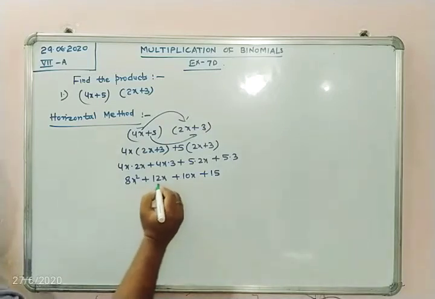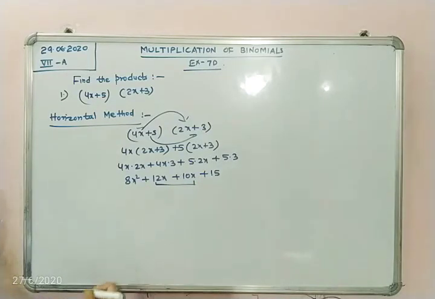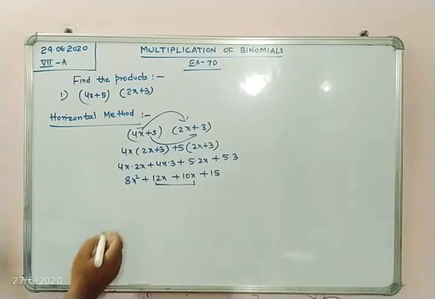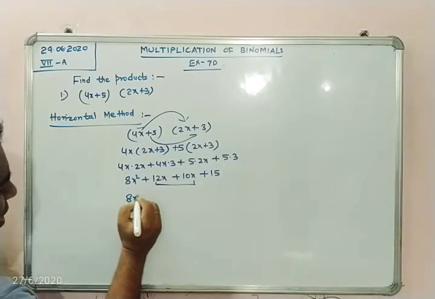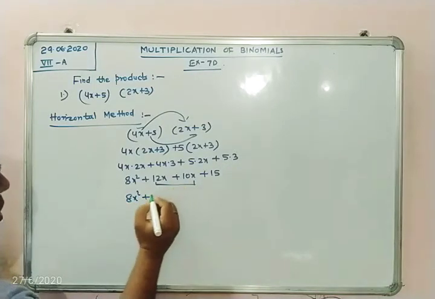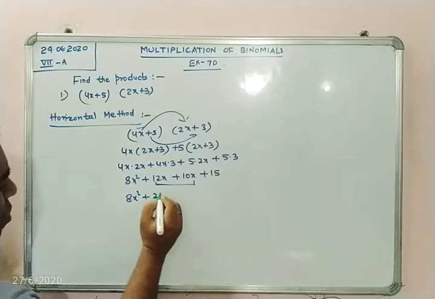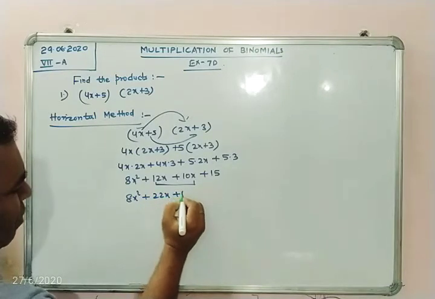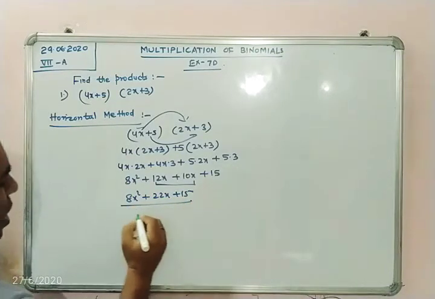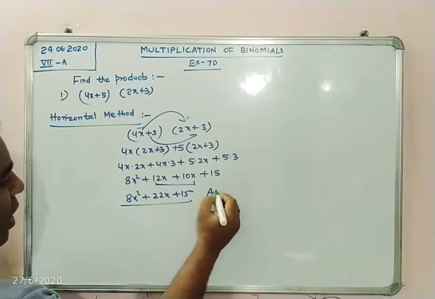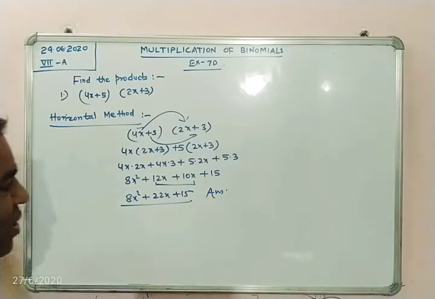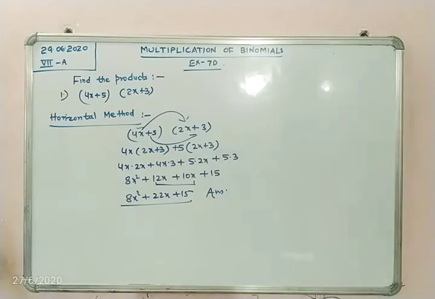So students, this 12x and 10x are like terms and to be added. So I am going to write 8x² plus 10 plus 12, this gives you 22x plus 15. So this is your product and you could call it as an answer. Okay, so this is the solution for question number 1, exercise 7D.